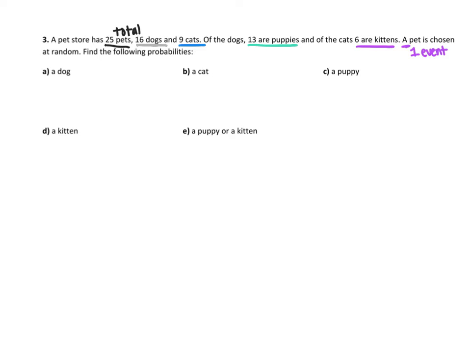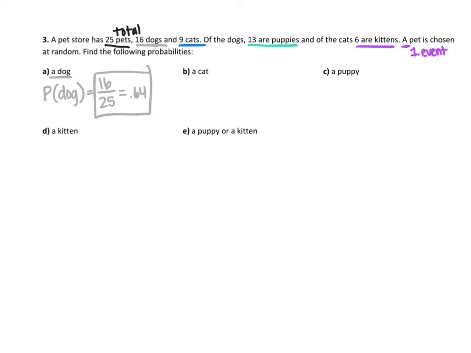So the probability of a dog. We're going to write that as P(dog). It's just one event. There's no "or" in there. So it's simply 16 out of the 25 pets. I'm going to type that into my calculator to be sure I also know how to give it as a decimal. Either way is acceptable. So 16 out of 25 is the most reduced form of the fraction, and it reduces to 0.64. So either of those are acceptable answers.